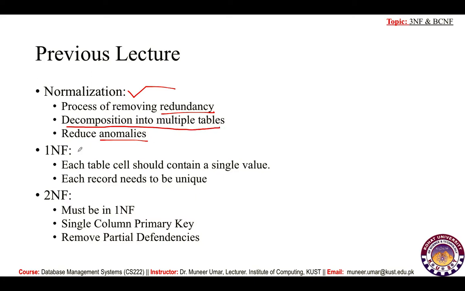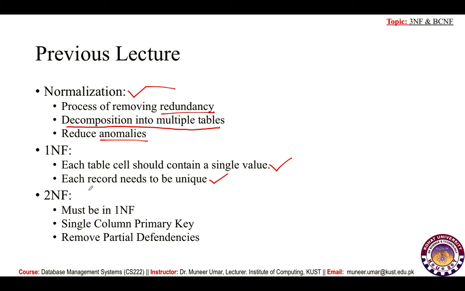Then we have first normal form. First normal form is about the multi-value attributes. In this normal form, we eliminate the multi-value attributes. For each value in a multi-value attribute, we create a new tuple. So each table cell should contain a single value, and each record needs to be unique in the database table.